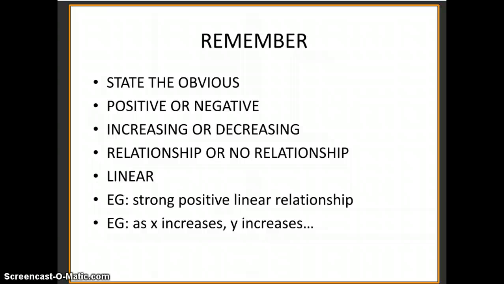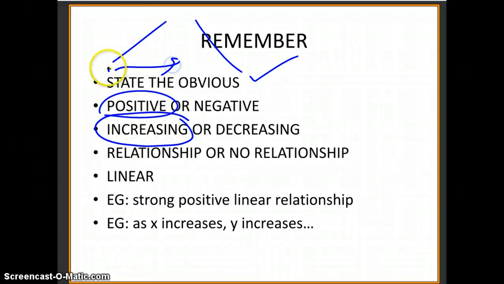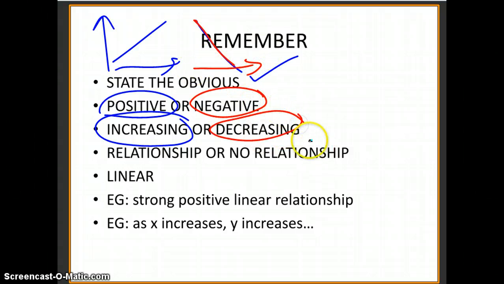And remember, state the obvious. Say, is it a positive or negative? Which one is it? Make a choice. Is it going positive, uphill, or negative, downhill? Is it increasing or decreasing? So if it's positive, therefore, as x increases, y increases. If it's negative, coming downhill, then as x increases, y decreases.